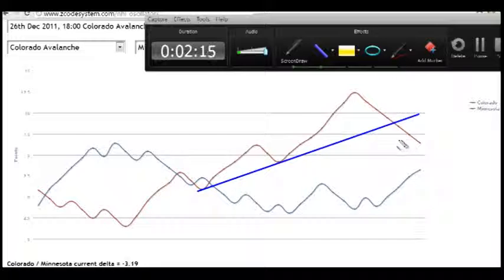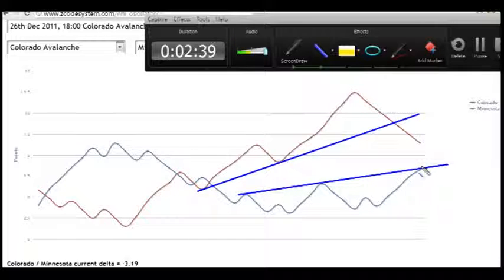Now let's see Colorado. And here is the resistance line, as you can see here. The resistance line is made by the maximum. So you can see that Colorado is testing the resistance line, which means it can bounce back and go here by losing, or it can break the resistance line and become a better team.